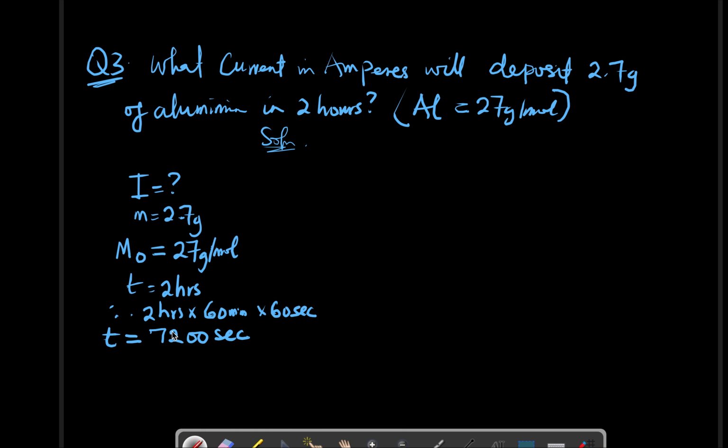Now if you pay attention to this question, you notice that aluminum always has its charge to be +3. That means Q will be equal to Al 3+, which means that our Q is equal to 3. Aluminum always has the charge of 3. Having presented all these parameters, it is crystal clear that you're going to fall back to that particular formula. But what you're looking for is a current. It is no longer the mass.